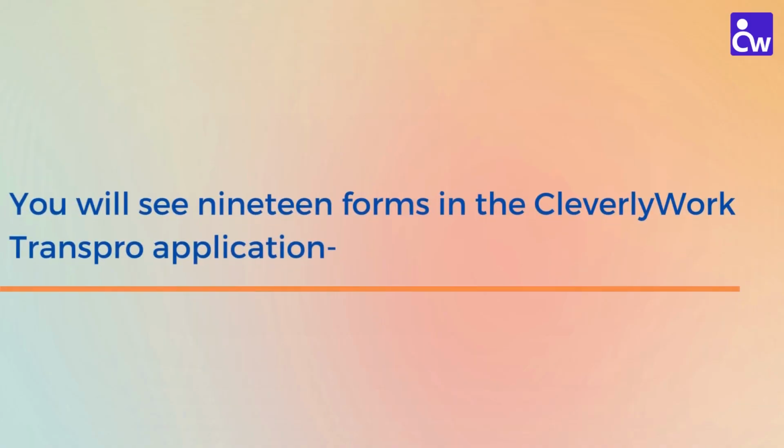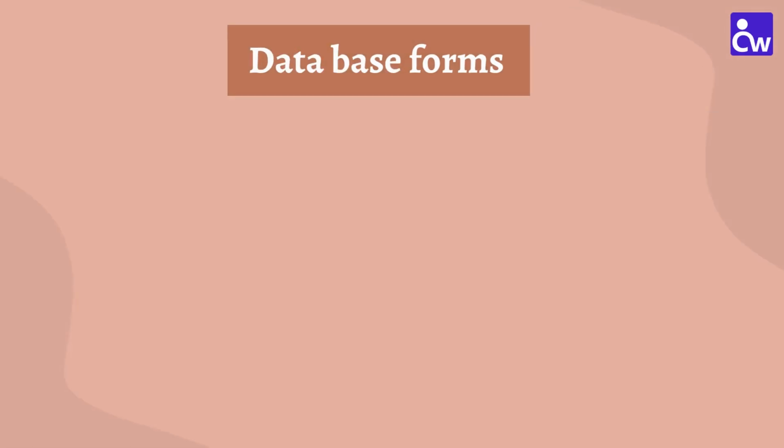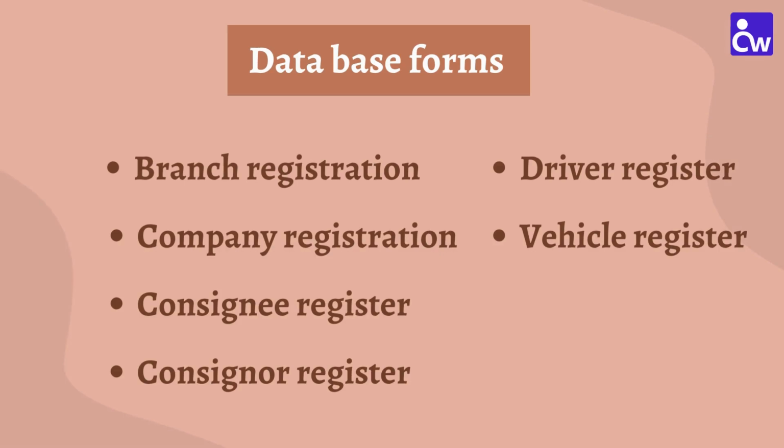You will see 19 forms in the CleverlyWork Transpro application. It has 4 process forms, namely full track booking, LR addition, lorry hire contract, and lorry hires contract with LR. Also, the database forms are branch registration, company registration, consignee register, consignor register, driver register, and vehicle register.